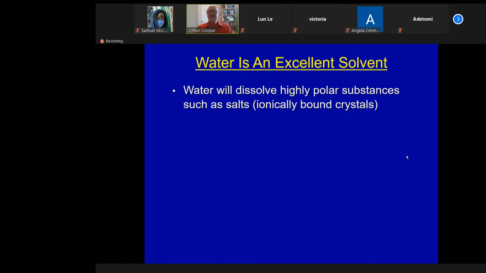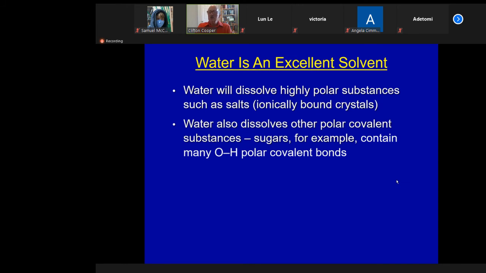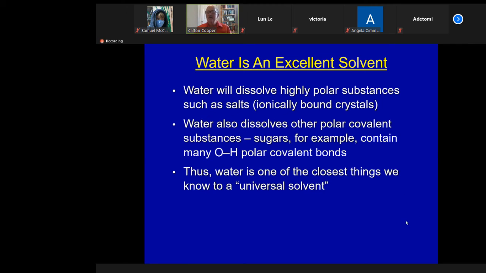Anything that is a very polar substance, like the salts, will dissolve in it. Also sugars. Glucose, say, dissolves just fine, and I'll show you why. Glucose is acting a little bit like alcohol. Glucose has a lot of these OH units. And again, when you've got this OH, there's a positive end and a negative end. So water comes close to being a universal solvent.